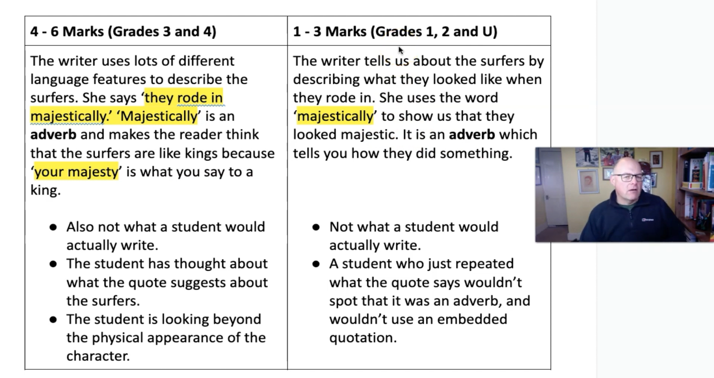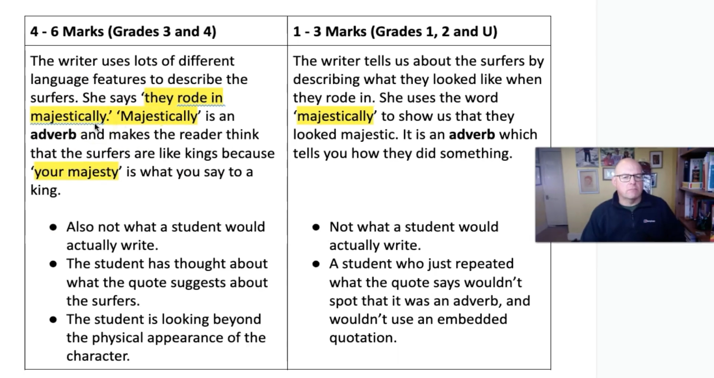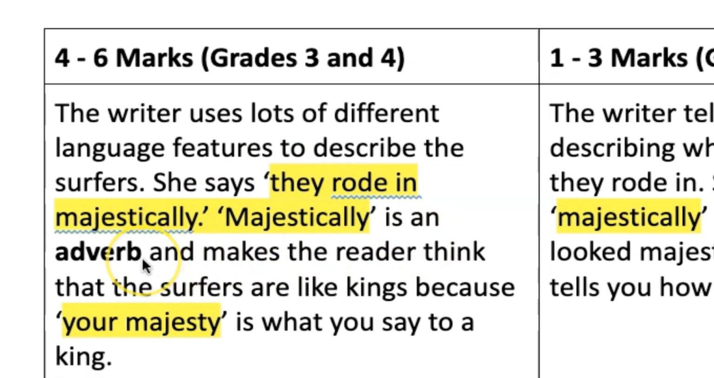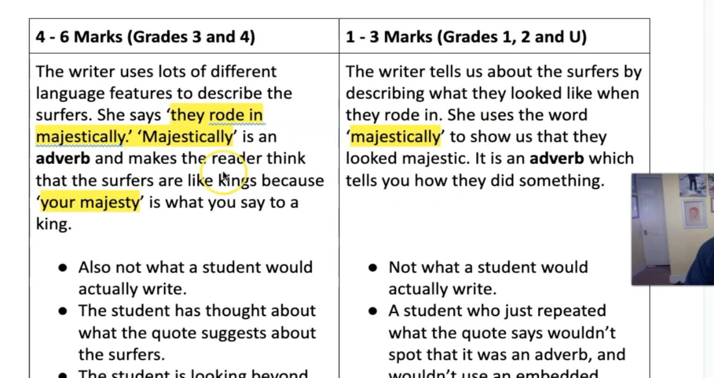Now we'll see how that same student, in this case the examiner, could get grades 3 or 4. Remember, this isn't a full answer, it's just a snapshot of what might be in it. She says, they rowed in majestically. So we still have an embedded quotation, and then the student zooms in on the key word they want to write about. Majestically is an adverb. Brilliant. But that doesn't say anything new that wasn't said before.